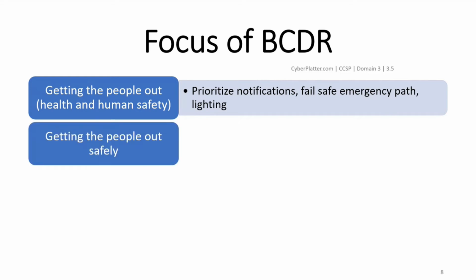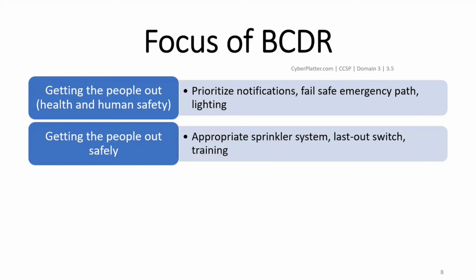The next one is getting the people out safely. Sprinkler system should be along the egress routes and not be restricted due to other considerations such as property damage. Non-water fire suppression systems such as gas cannot risk human life and must have additional controls, like for example a last out switch which prevents the gas from being released until the final person triggers it on the way out of the affected area. Communicate the emergency plans to all personnel and train them in execution of the plan.